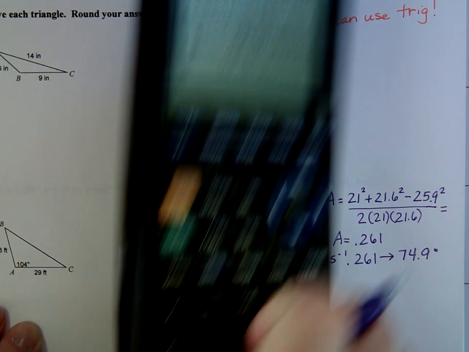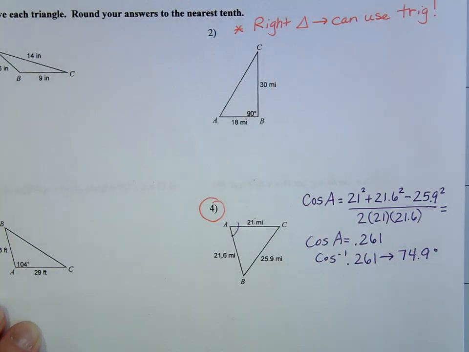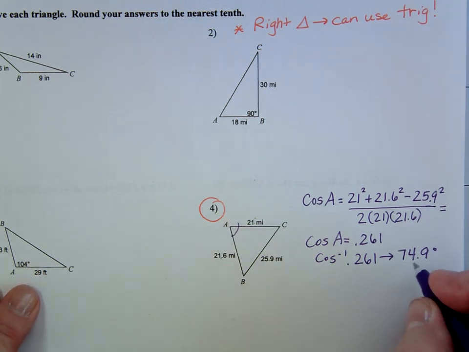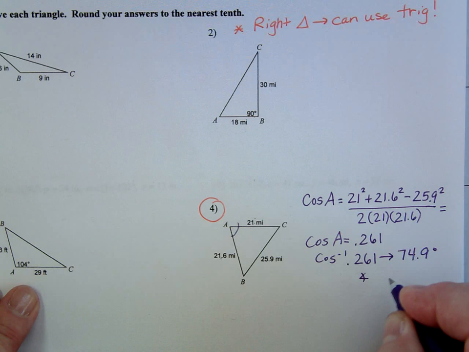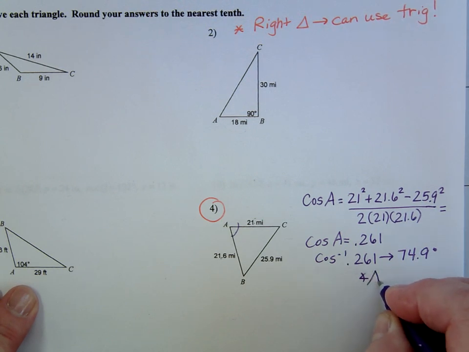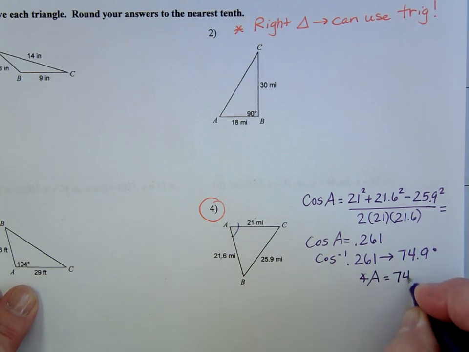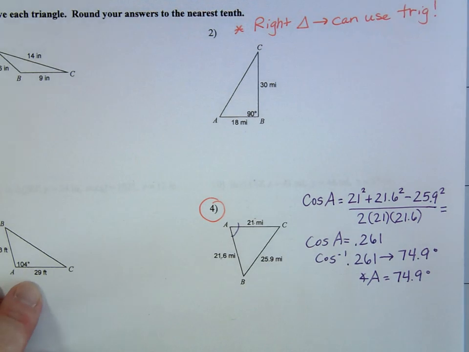That's your reference angle. Cosine is positive in the first and fourth quadrants, but think about that logically. We talked about this in the intro. If I were in the fourth quadrant, I'd be 360 minus 74.9. I'd still be 200 and some degrees, and that's way too big for my triangle, so it's not going to work. It's just going to be this 74.9, what it is in the first quadrant. So angle A is 74.9 degrees.